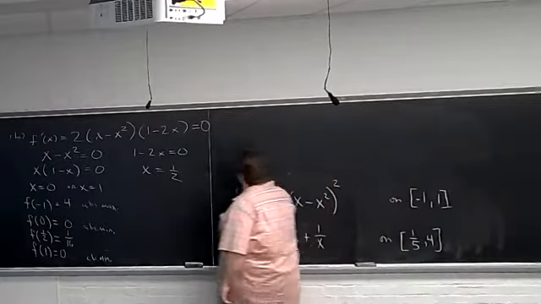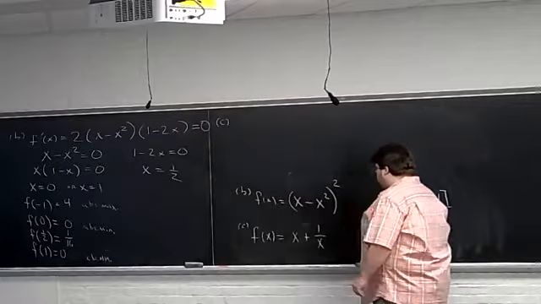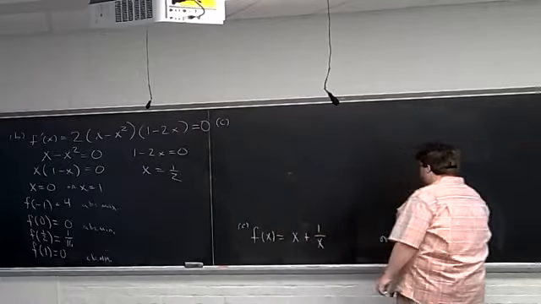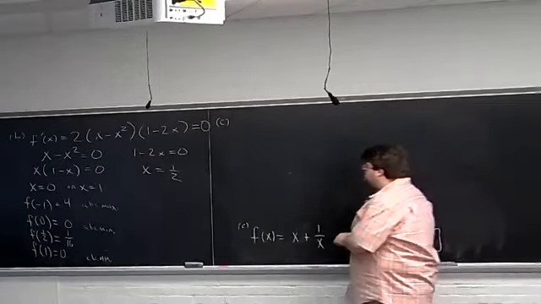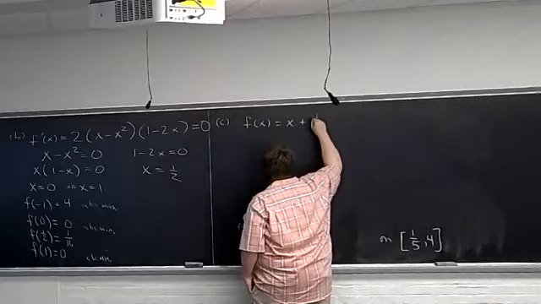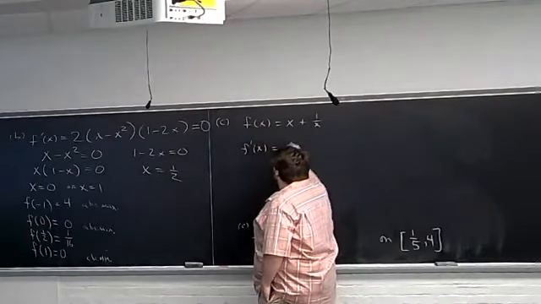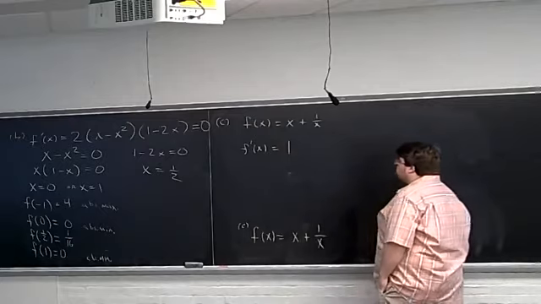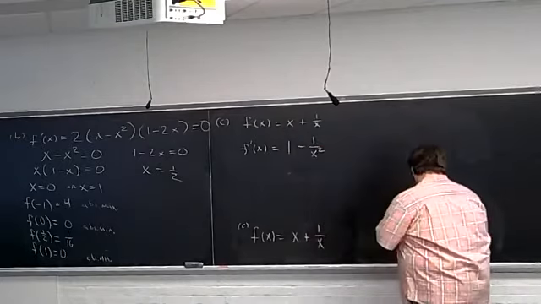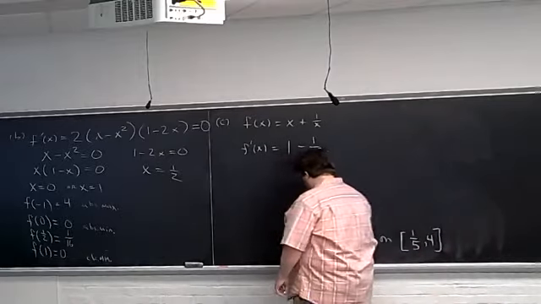Let's go to part C. Here, we need where the derivative is 0 and where it's undefined. So first we need the derivative. I'm just going to rewrite this up here so I can erase that. Well, the derivative of x, just 1, derivative of 1 over x, negative 1 over x squared. Why is that? Well, more on that in a moment.